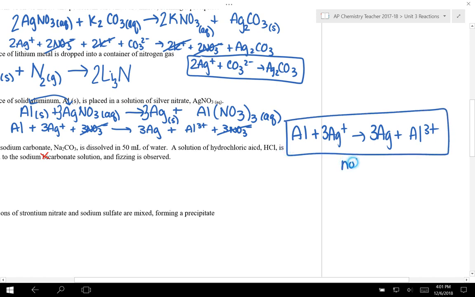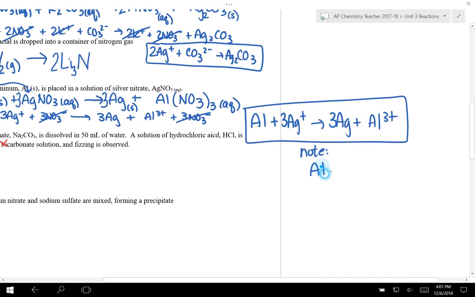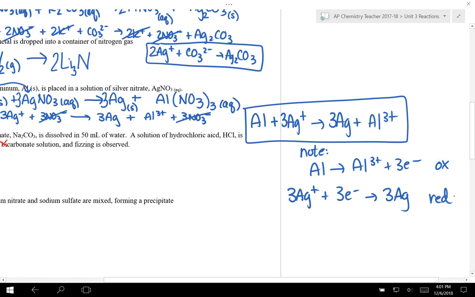A note here, you don't have to write this out, but note what's happening if you split this up into half reactions. Your neutral aluminum is losing 3 electrons to become this ion, and then you have 3 silver ions, each taking an electron to form 3 silvers. So these are your redox half reactions here. It looks like aluminum is being oxidized and your silver is being reduced.